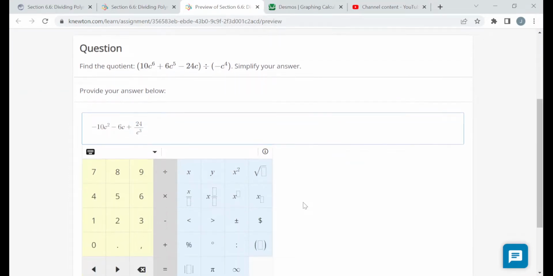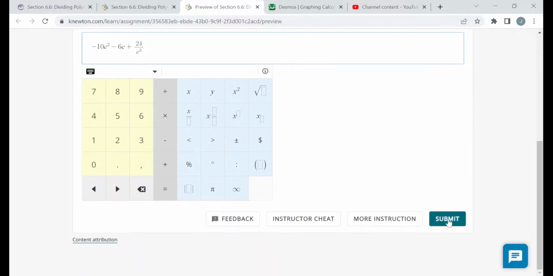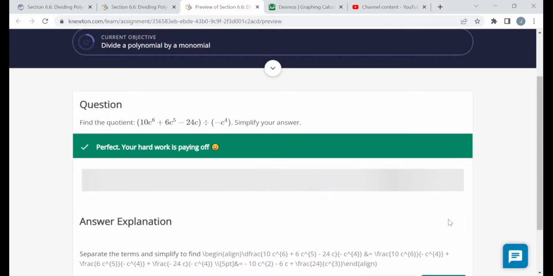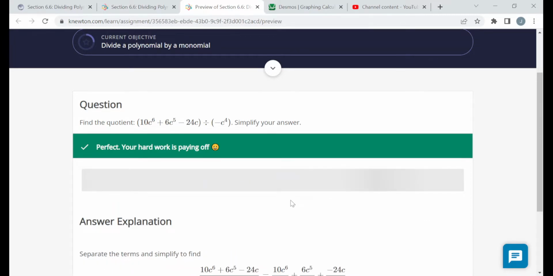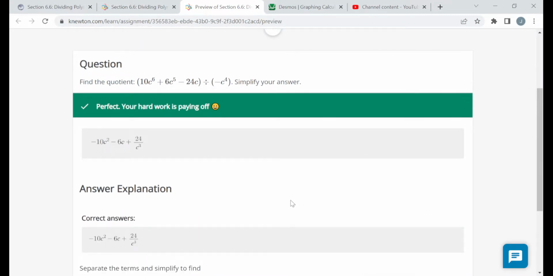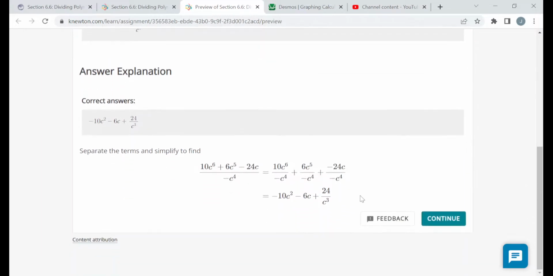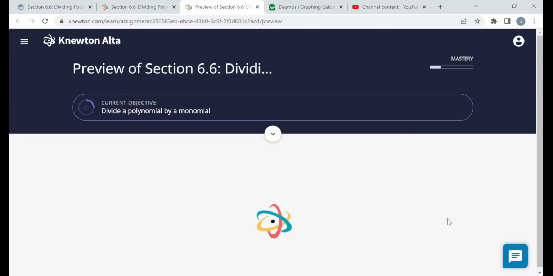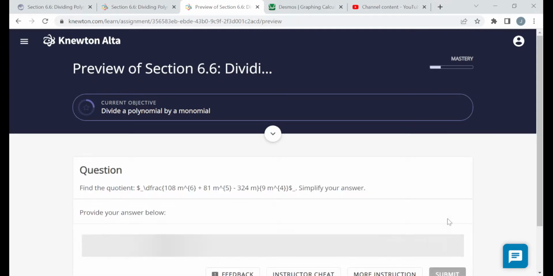Right, all simplified. All right, and then after you submit an answer, it should tell you if you're right or wrong, and then give you some sort of answer explanation. Please read through the answer explanations, just to make sure you can understand why something was correct or incorrect, and hopefully you can learn from your mistakes for future questions. And then every single one of these should be similar to this. You're dividing a polynomial by a monomial.